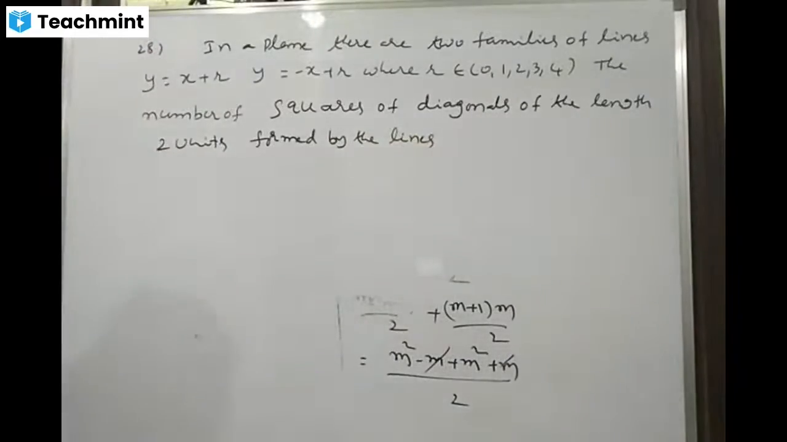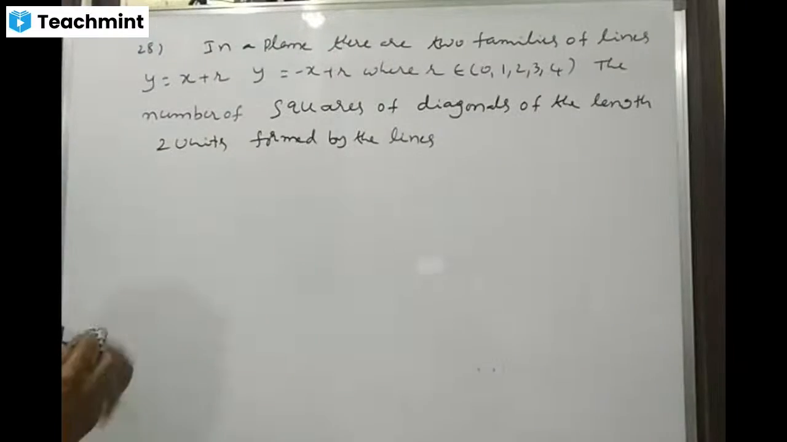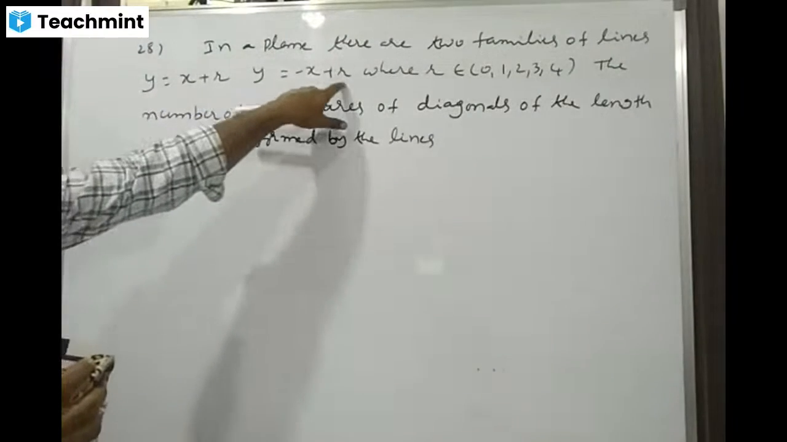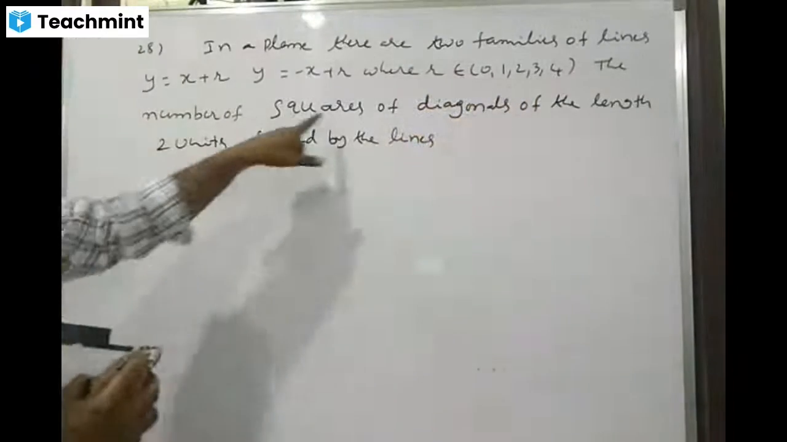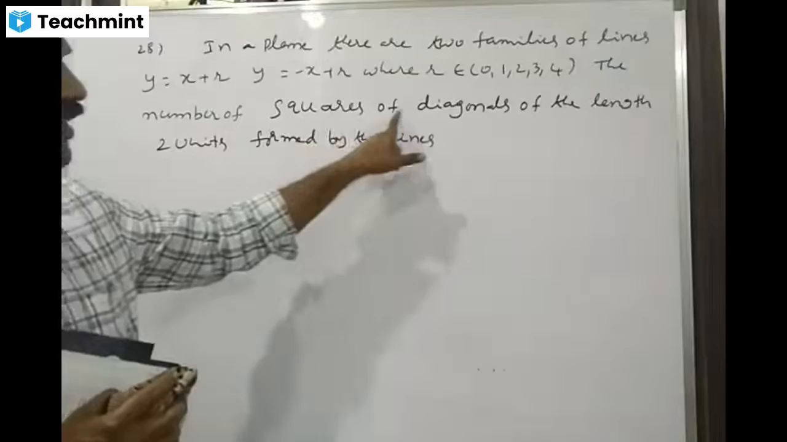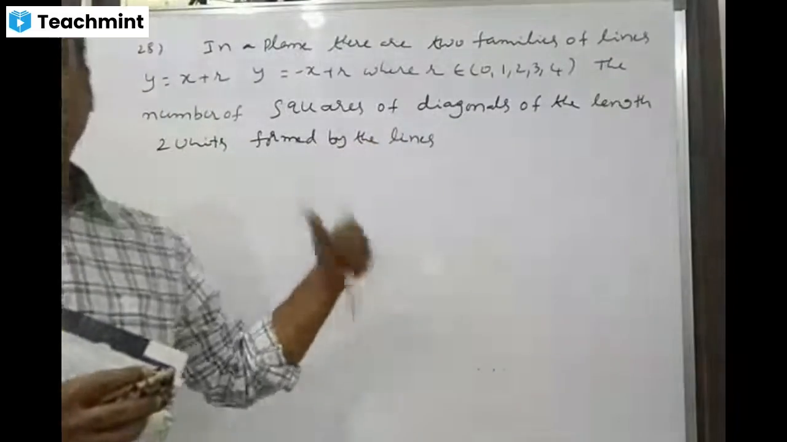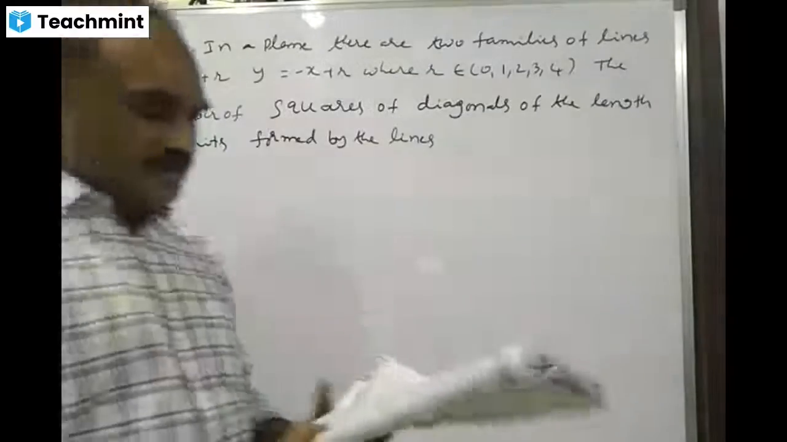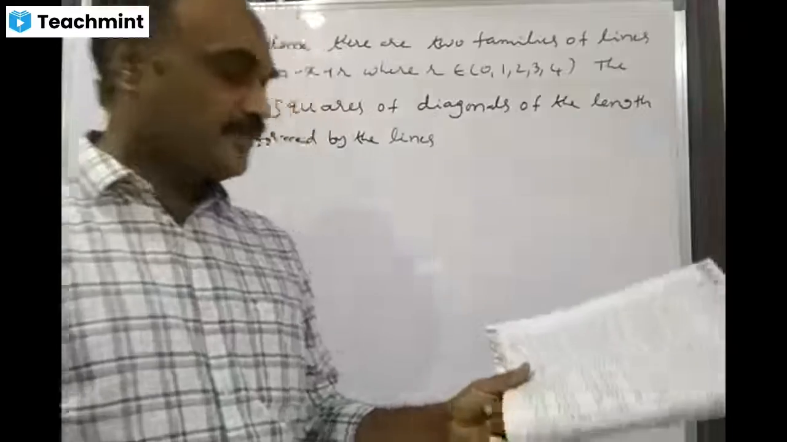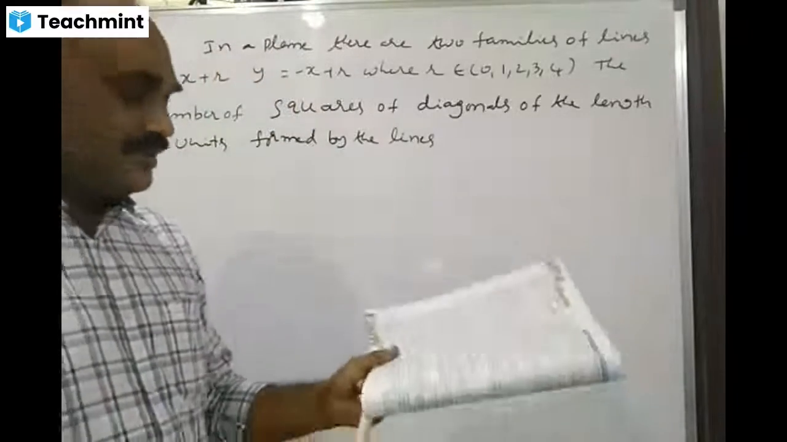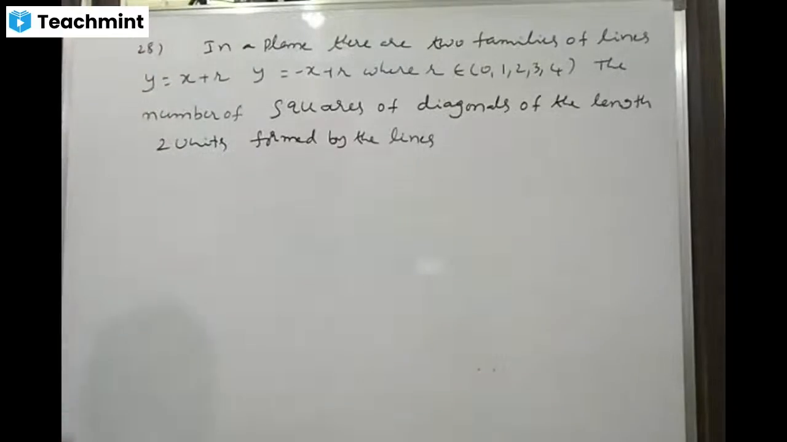So here, friends, two families of lines, y is equal to x plus r, y is equal to minus x plus r, where r belongs to 0, 1, 2, 3, 4. We have to calculate the number of squares with diagonals of length 2 units. Options: first option 9 squares, second option 16 squares, third option 25, fourth option 36.